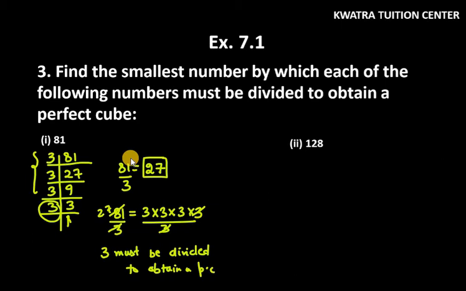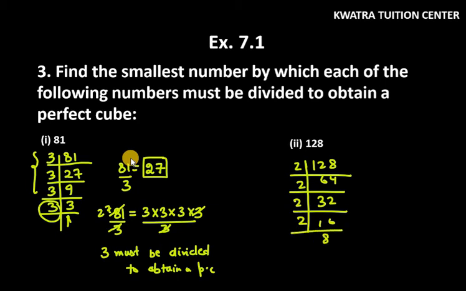नेक्स्ट पे आते हैं, हमारे पास है 128. 128 किससे डिविजिबल है, 2 से. So you get 64. 64 is divisible with 2. So you get 32. 32 with 2 again. So you get 16. 16 with 2 again. So you get 8. Now 8 with 2. So you get 4. 4 with 2. You get 2. So यहाँ पे पेयरिंग करके देखते हैं.